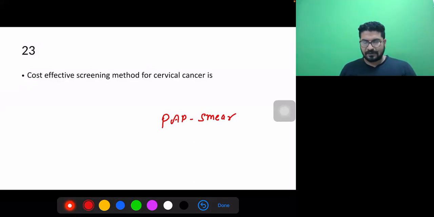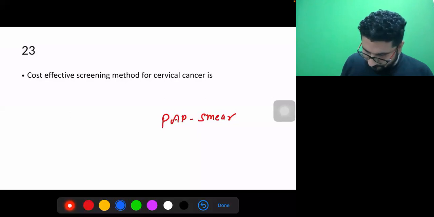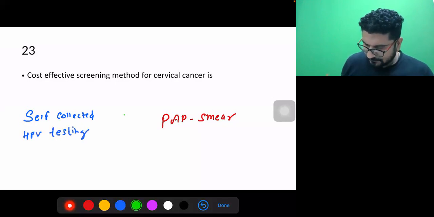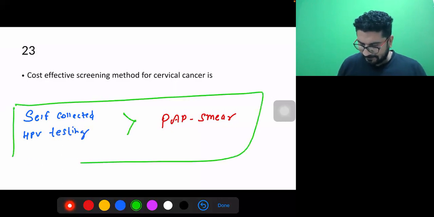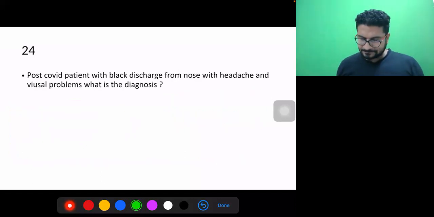So what is the more cost-effective investigation? If pap smear is given in the options, then you can pick this answer. But some students are asking what if pap smear is not given in the options. Then the answer for this question will become self-collected HPV testing. In my opinion, this is a better choice than pap smear. If it is given, it will be the answer. If it is not given, then pap smear is going to be the answer. This is about your screening method for cervical cancer.